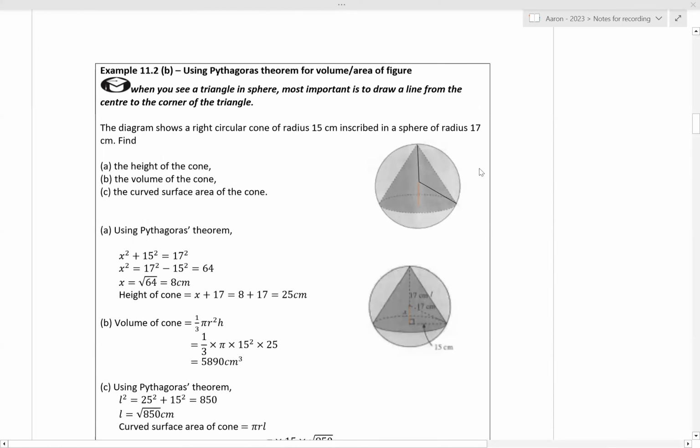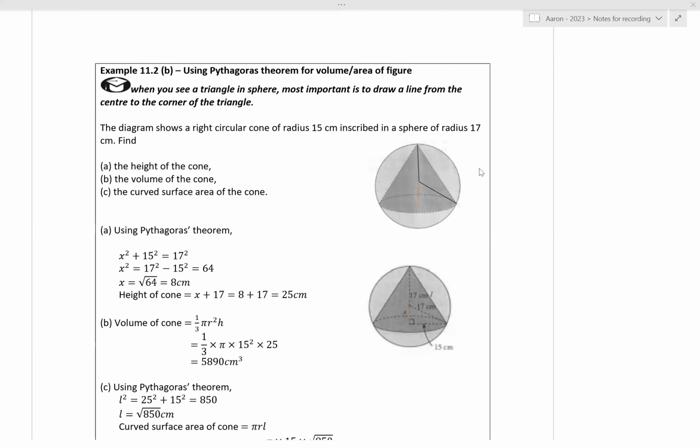Okay, now, if we look at the second example, 11.2b, same thing, you have to make use of Pythagoras theorem. In this scenario, instead of a cone in a hemisphere, you have a cone in a complete sphere, with cone of radius 15 cm and sphere of radius 17 cm. First, you're asked to find the height of the cone.